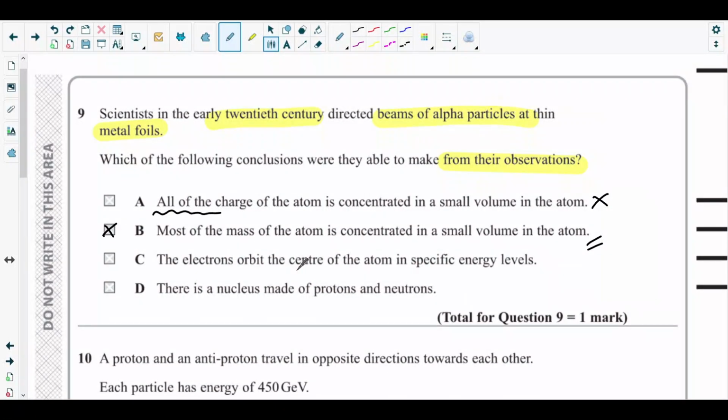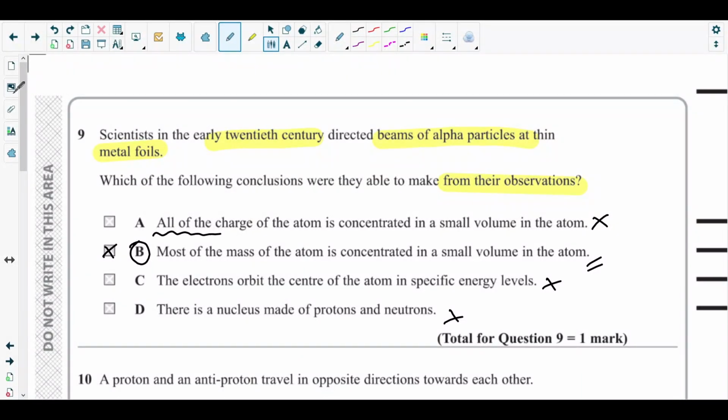Okay, let's see why the next two options are not correct. The electrons orbit the center of the atom in specific energy levels. No, it was not observed from the experiment. Then D, there is a nucleus made of protons and neutrons. No, from the Rutherford's alpha scattering experiment, it was not concluded that nucleus is made of protons and neutrons. So D is not the answer. So the only possible correct answer is B. So B is the answer for MCQ number 9.